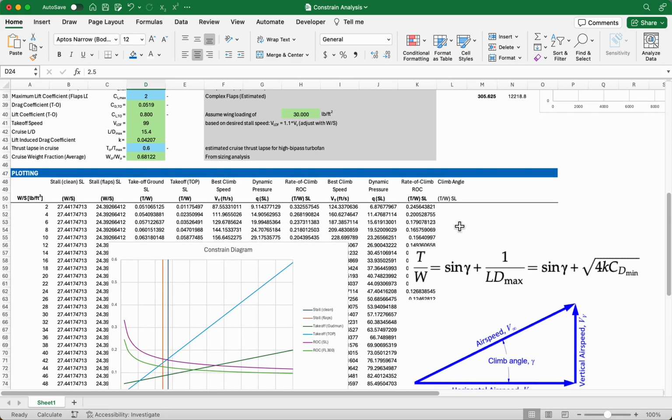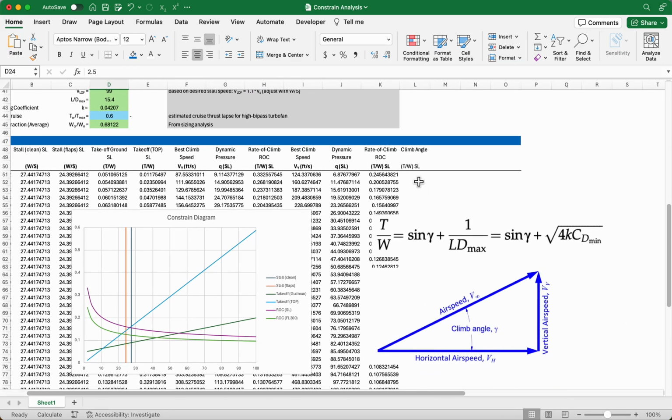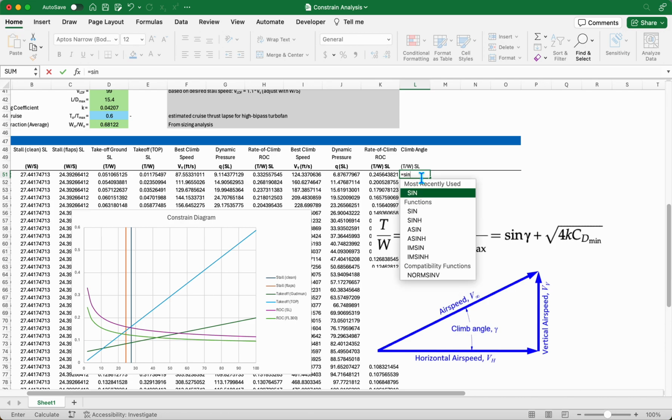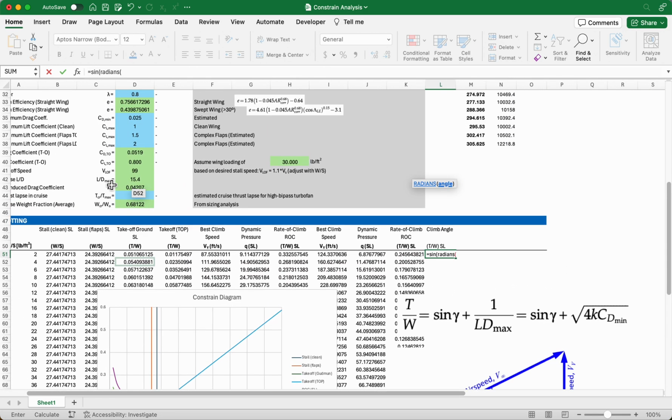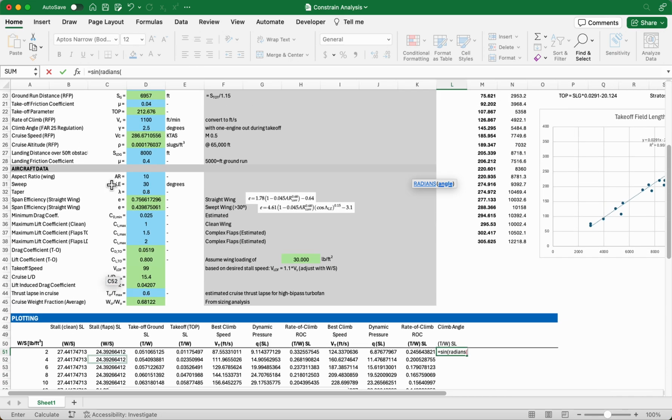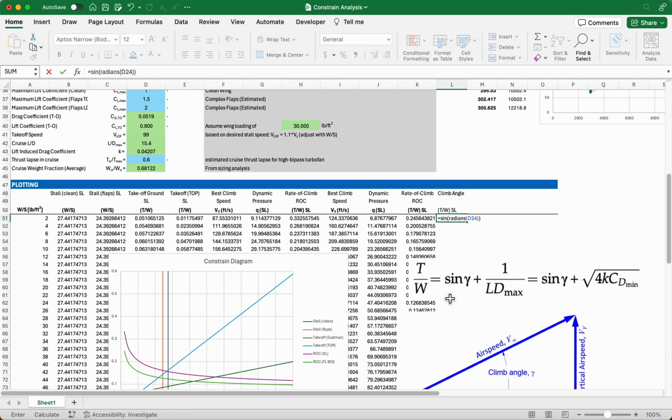So we got to convert this to radians in Excel. So don't forget to do that, otherwise you'll get a different answer. So our thrust to weight ratio is just going to be equal to the sine. If we have an angle in degrees, I can type in the function radians and it converts our angle to radians. So I'm going to put in our degrees, 2.5. Sine of the angle plus our max L over D.